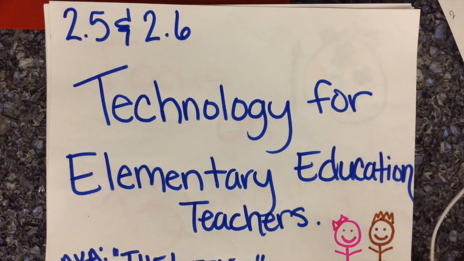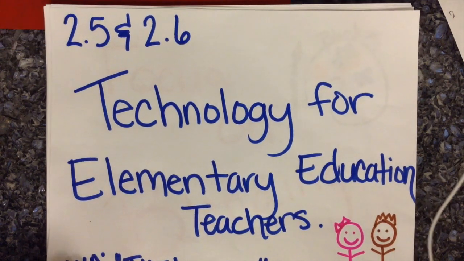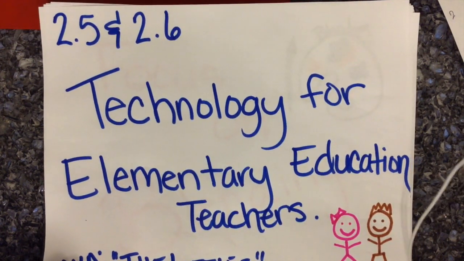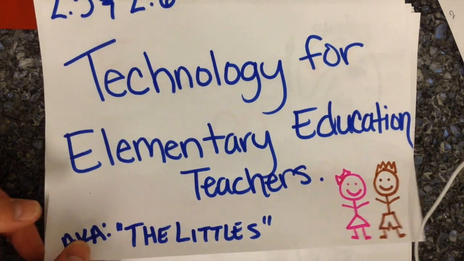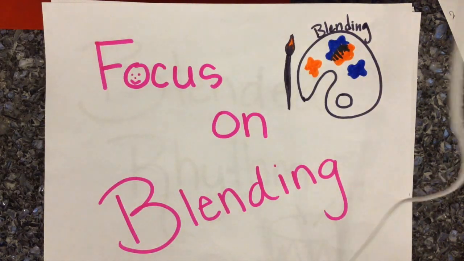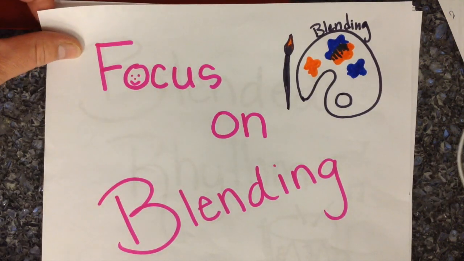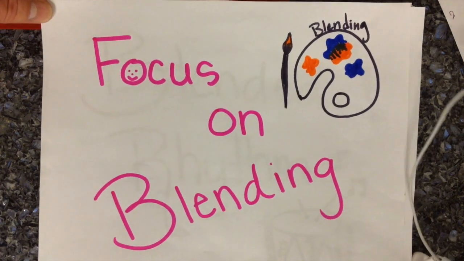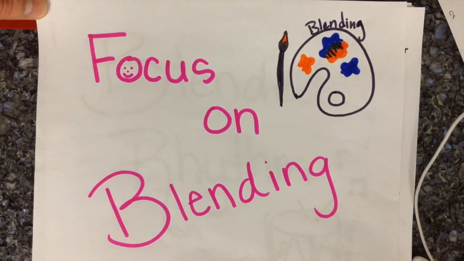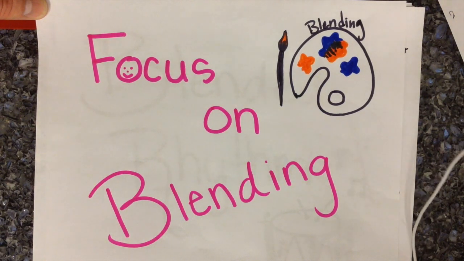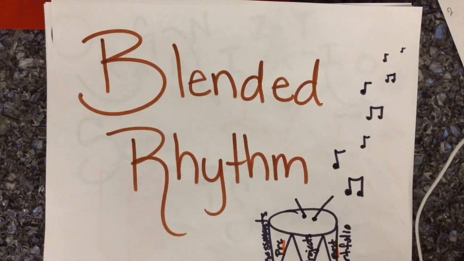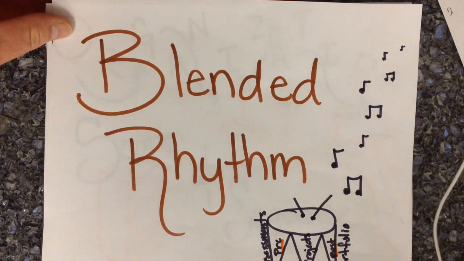2.5 and 2.6, technology for elementary education teachers, the littles. They wanted to focus on blending, especially with getting the little kids to learn internet safety and tech literacy. But they felt that some kids were going too fast and some were going too slow. So they decided they needed to have a better blended rhythm.